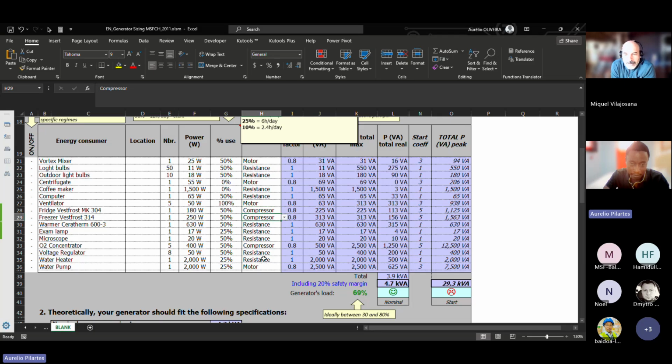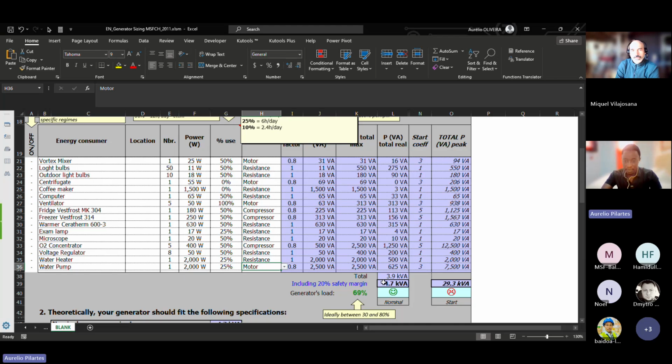These are thermal equipment. And then for the others like lighting, most electronic equipment, there will be resistance only. So it's important to fill in correctly these things here because they will give you a power factor. Depending on the type of appliance, you have a power factor and you have a starting coefficient. So you should always fill this correctly. Once you have all this done, all these other cells will automatically fill.